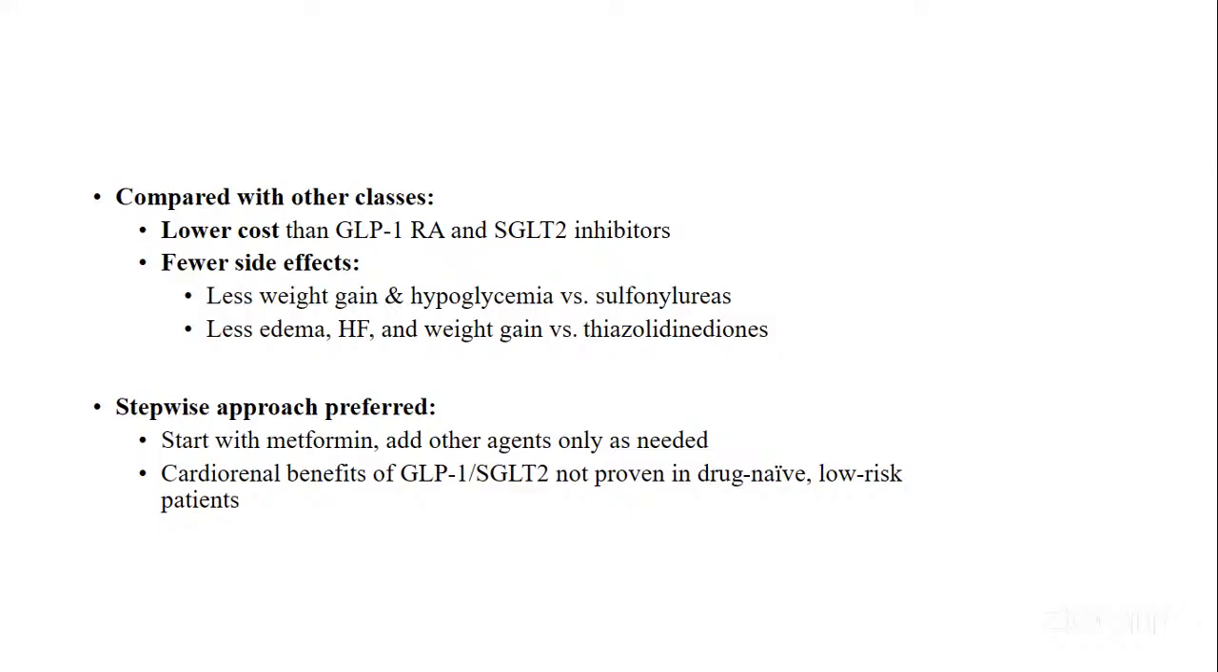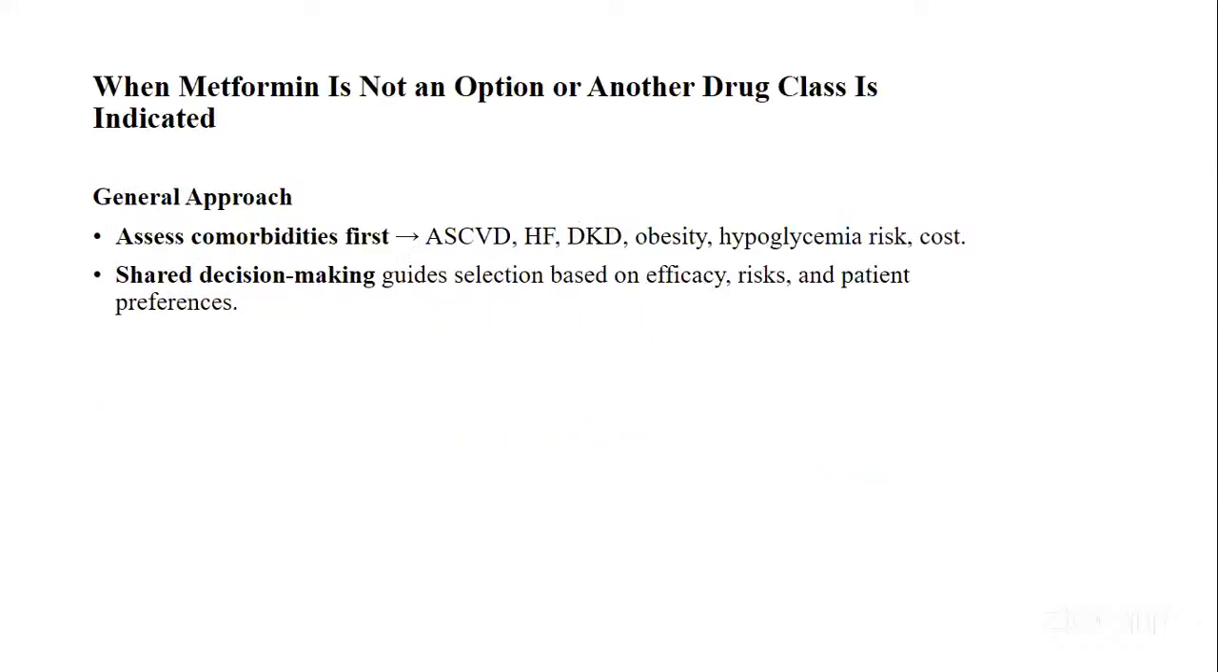The cardiorenal benefit of the GLP-1 receptor agonist and SGLT2 inhibitor is not proven in drug-naive, low-risk patients, so we have to start with metformin. When metformin is not an option, or it's contraindicated, or another drug class is indicated, our approach is to assess comorbidities first, like atherosclerotic cardiovascular disease, heart failure, diabetic kidney disease, obesity, hypoglycemia risk, and cost. We will consider a shared decision-making approach. It guides our selection based on efficacy, risks, and patient preference.